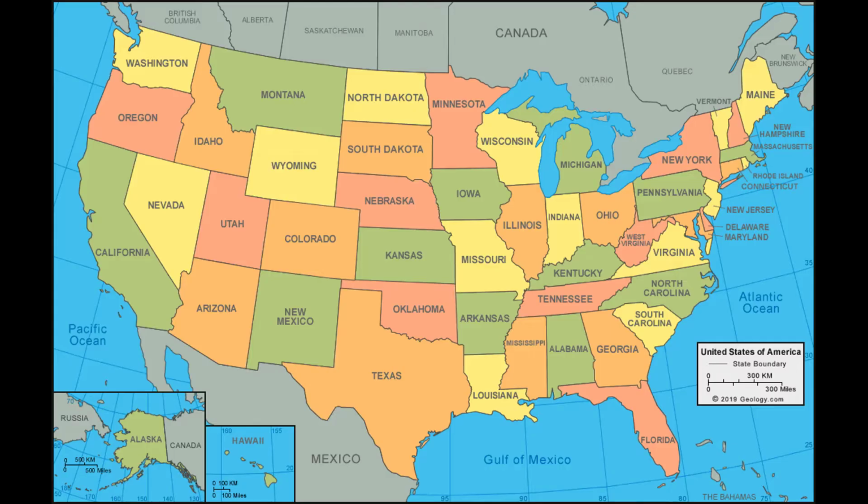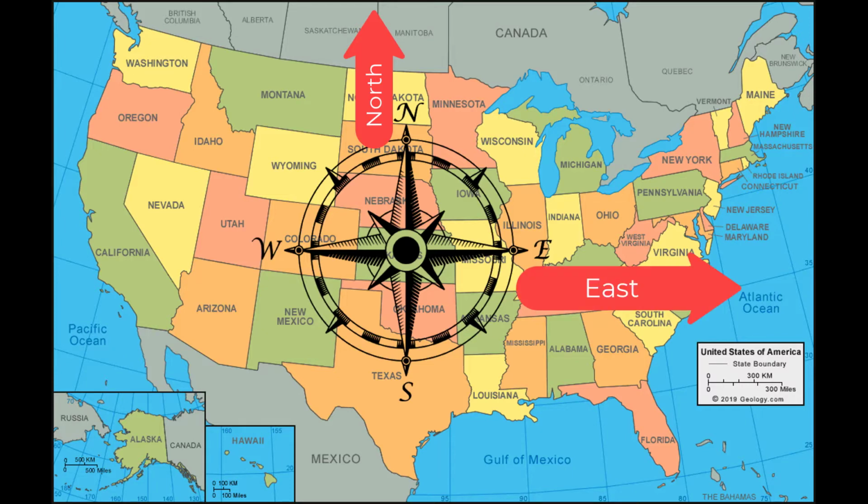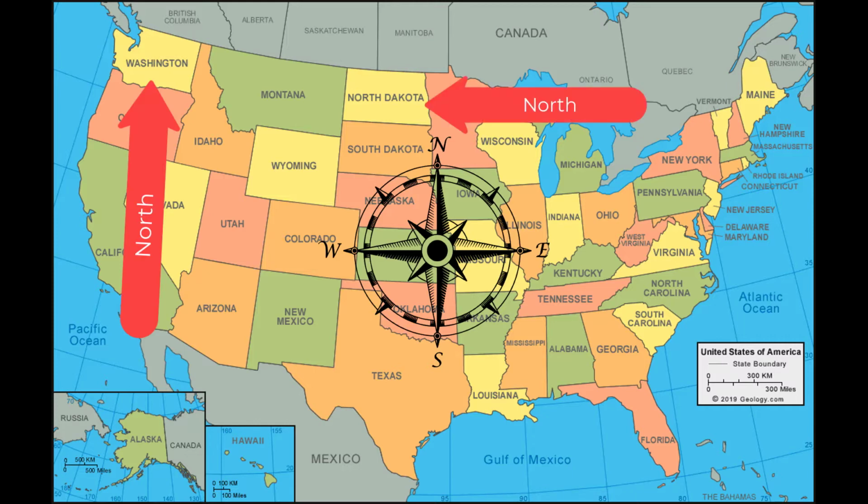With a map upright, cardinal directions will be positioned like so, with north pointing upward, east pointing towards your right, south pointing downward, and west pointing towards your left. With that in mind, we now know that Washington, North Dakota, and Maine are located north in the United States.